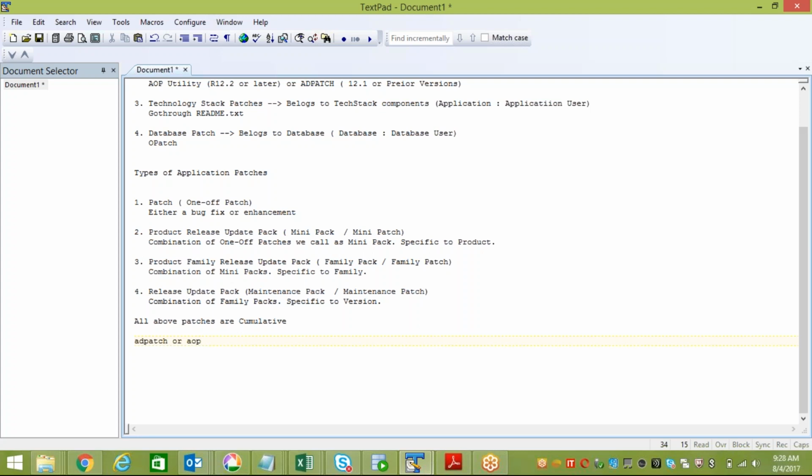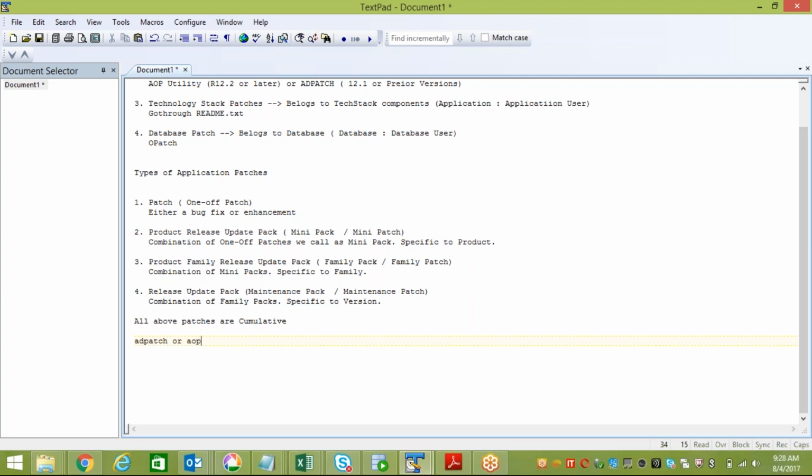Sometimes what will happen, when you read the readme text, it will say as a prerequisite you would be seeing one patch again. This patch needs to be applied before this patch, something like that. So again, you need to check that patch. If that patch isn't applied, you have to apply the prerequisite patch first and then apply the requested one. You have to open the readme text of that prerequisite patch as well.